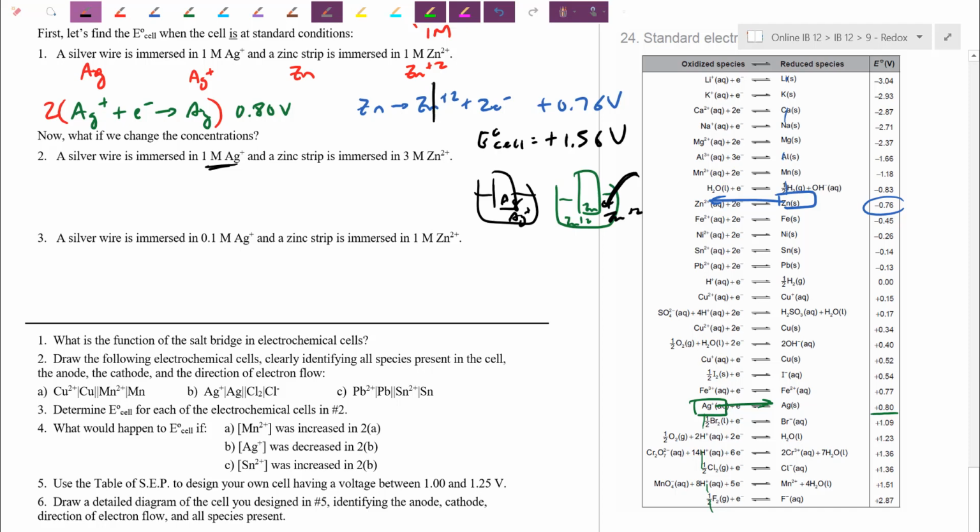Artificially beefing this zinc up more than the 1 molar that it was supposed to be would shift the equilibrium over. This one here would not quite give you 0.76. We would expect the overall E cell to decrease. Right? So it's going to be lower than the 1.56 at standard state.